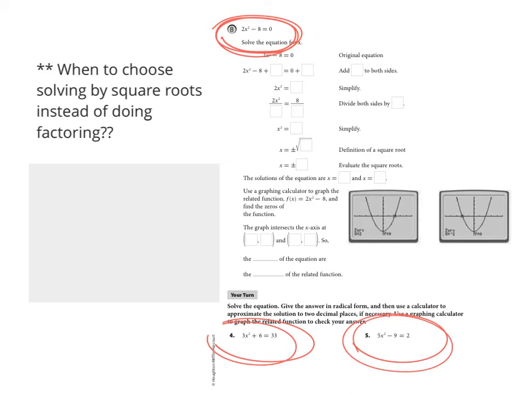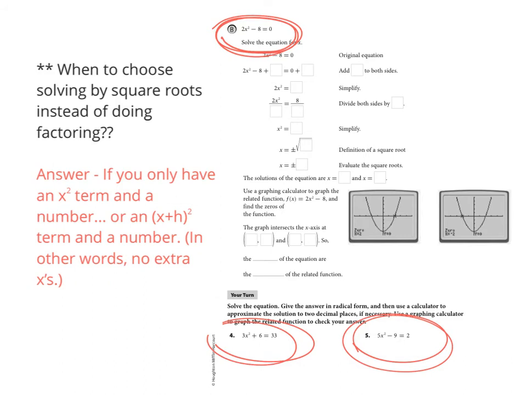So what we want to say here is why we would choose to do this instead of factoring. And we want to do that if we only have an x squared term or a number. Or we're also going to look at examples where we have x plus h, something in parentheses squared, and still just a number. In other words, there are no extra x's hanging around.